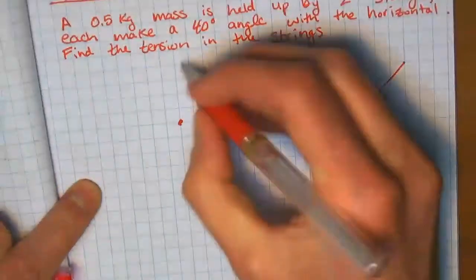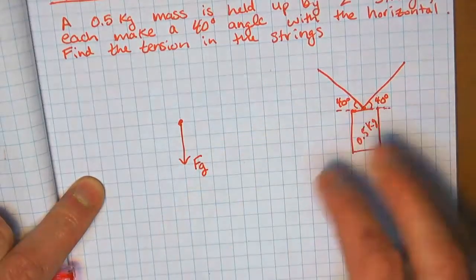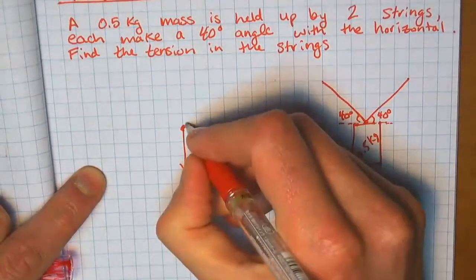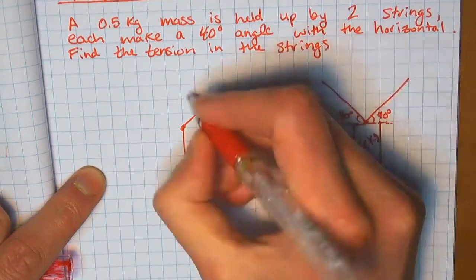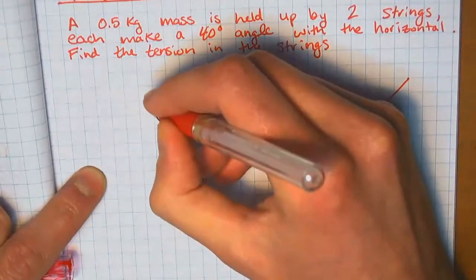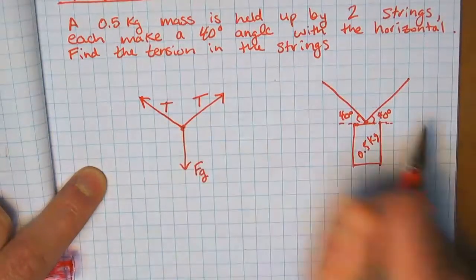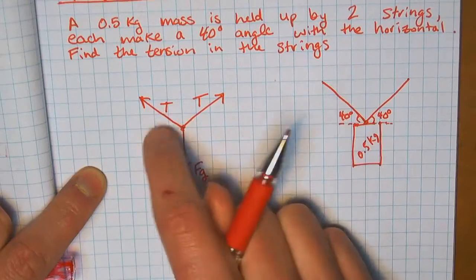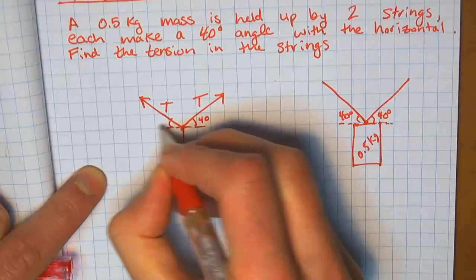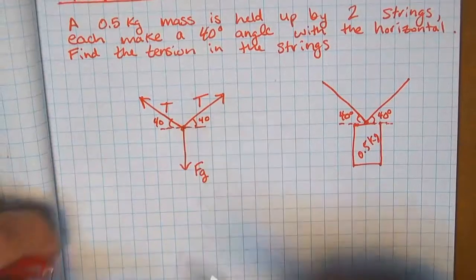So we're going to have gravity down, of course. We are also going to have tension in the direction of the strings. We'll call that T for tension. And we also have another, and we'll call that T for tension. We've got two tensions there. Now, since the angles are the same, 40 degrees for both, the tensions will be the same. So I can call them both T.